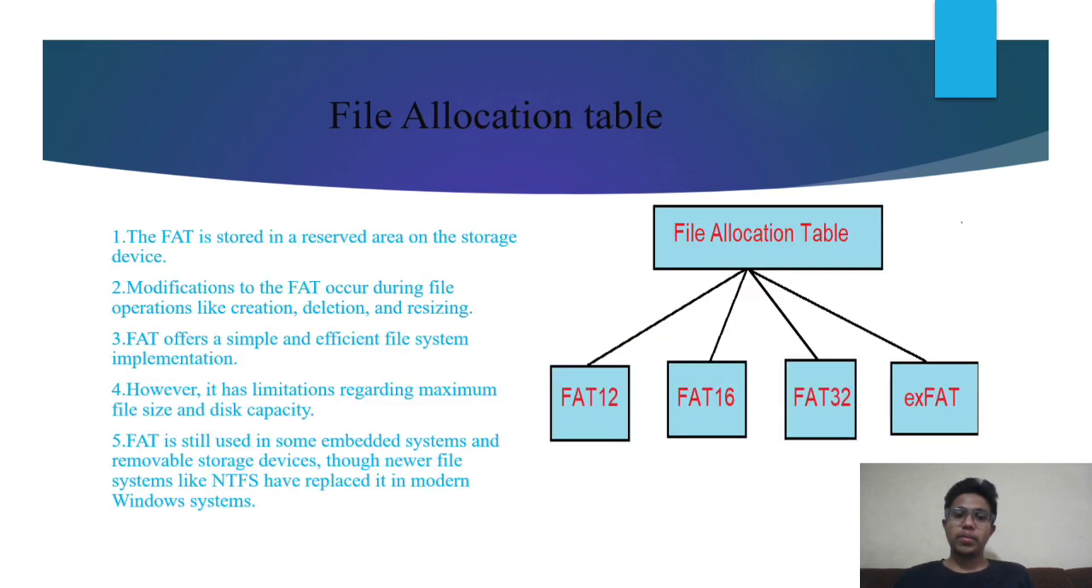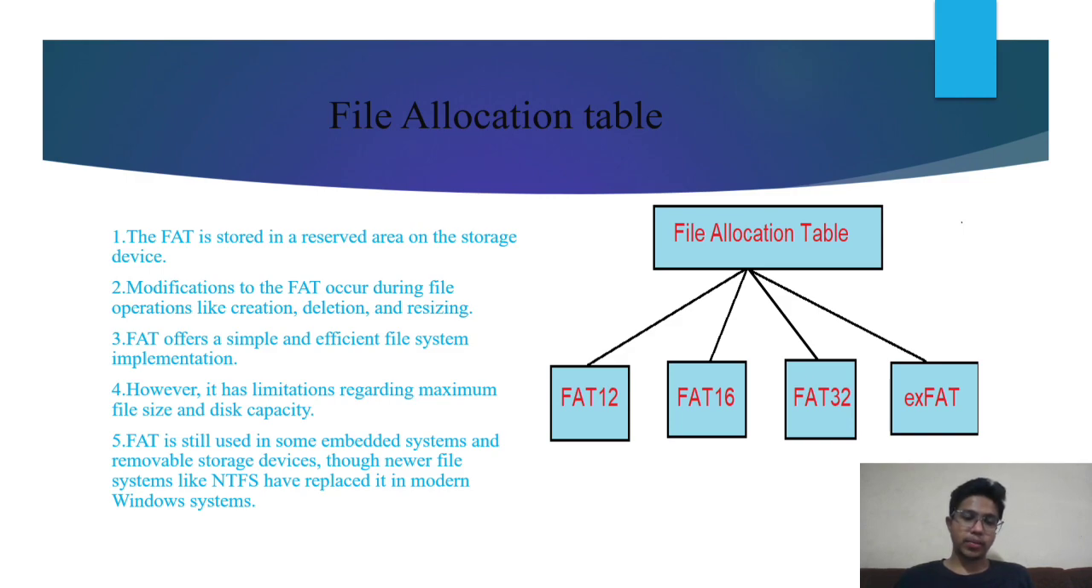File allocation table is stored in reserved storage on the storage device. Modifications to the file allocation table occur during operations like creation, deleting, and resizing. File allocation table offers a simple and efficient file system implementation. However, it has limitations regarding maximum file size and disk capacity.